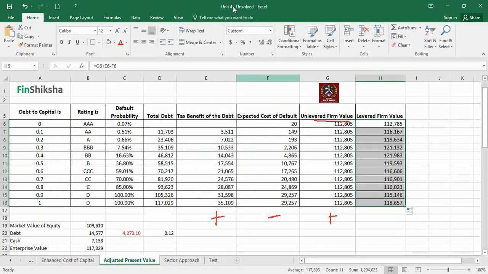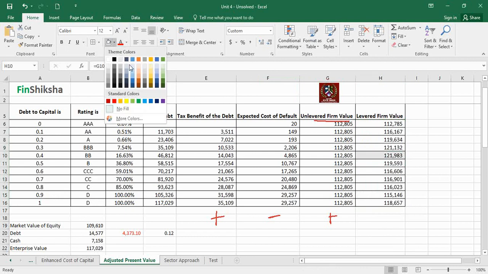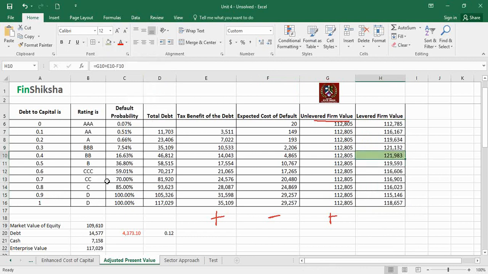And now we realize that the maximization in this particular case does not occur at a 0.3 debt equity or a 0.2 debt equity, but the maximization now in this particular case occurs at a 0.4 debt to capital ratio. When we say 0.4 debt to capital, we are saying that out of the total capital of 100, the debt is 40, which means equity is 60, which means debt equity ratio is 40 by 60. That's 0.66, 2 by 3 is what is the debt equity ratio we are looking at.